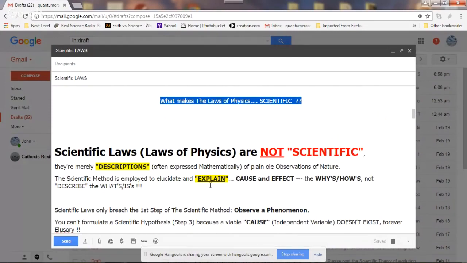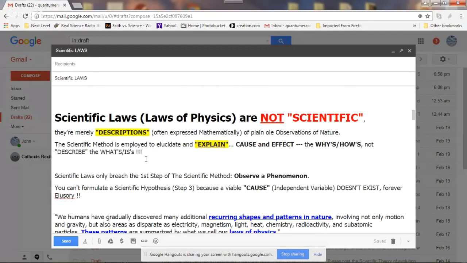Scientific laws, that is the laws of physics, are not scientific. So I know people are going to start jumping off bridges, taking their medication. The cognitive dissonance is going to start rolling. They're going to say, "Oh, he's crazy now. He's going off the reservation." But just hear me out for a second.